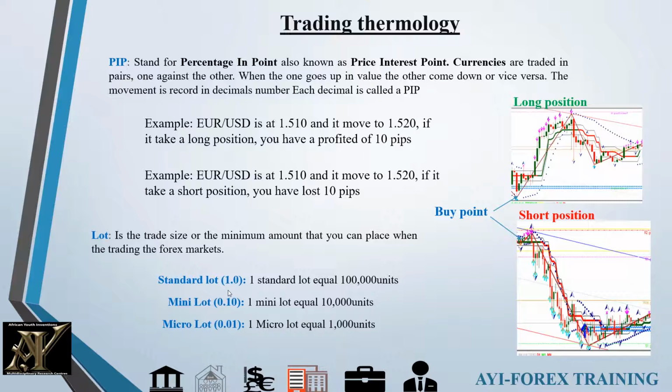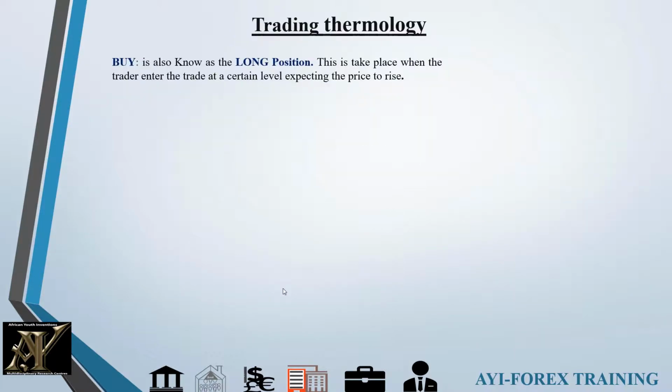Now, that's why you see other people making a million and other people don't. The difference is that if you put more money into anything, and there's a benefit, you also gain a lot of money. There is a buy, also known as a long position, as discussed.